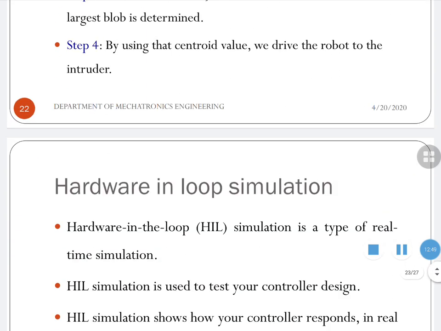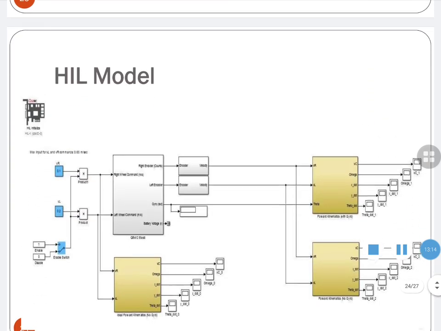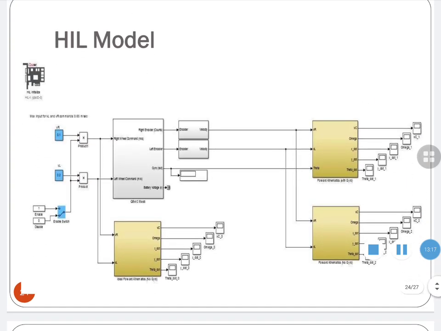Then hardware-in-loop simulation. Hardware-in-loop simulation is a type of real-time simulation, used to test your controller. HIL simulation shows how your controller responds in real time to realistic virtual stimuli, and to determine if your physical system plant is valid. So we are putting the equations in a model which is programmed in MATLAB, and we are using this model to control the robot.